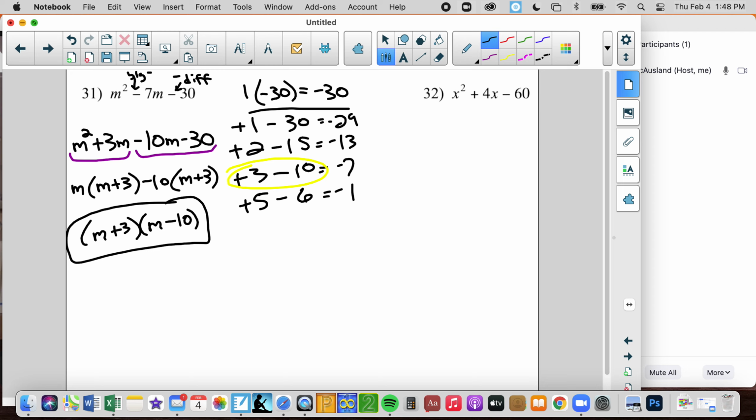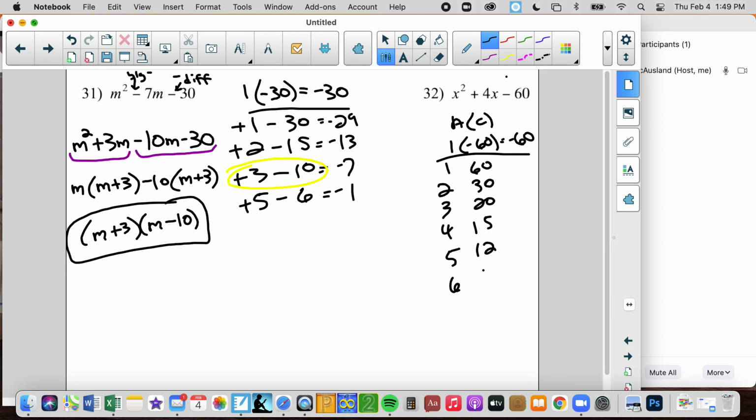Again, let's look at this. 3 terms, but subtraction. So I'm going to use a times c. A is 1, c is negative 60. Factors of 60 are 1 and 60, 2 and 30, 3 and 20, 4 and 15, 5 and 12, 6 and 10. That's a lot of factors. Signs are different, and this time the bigger gets the positive, and the smaller gets the negative. So bigger positive, smaller negative.